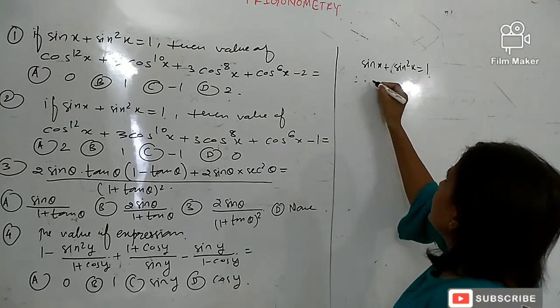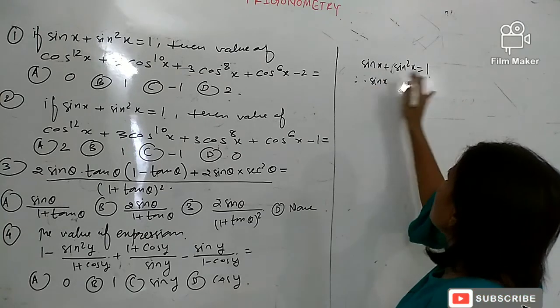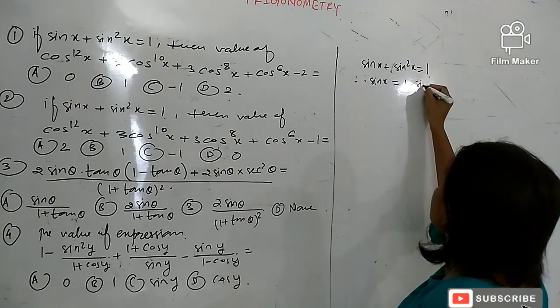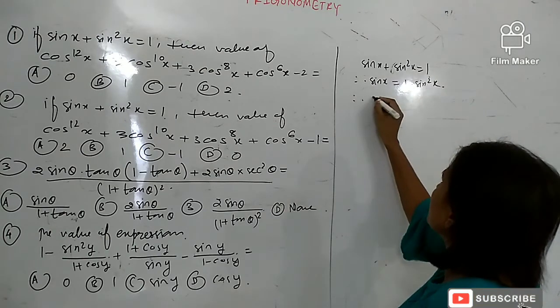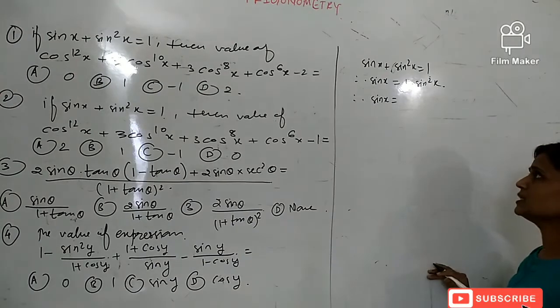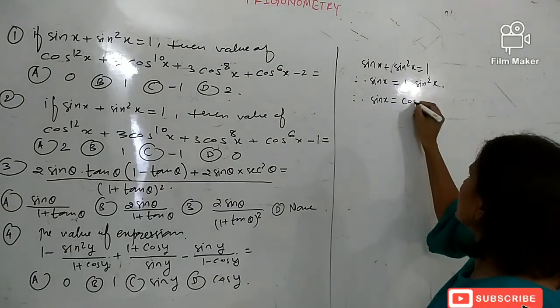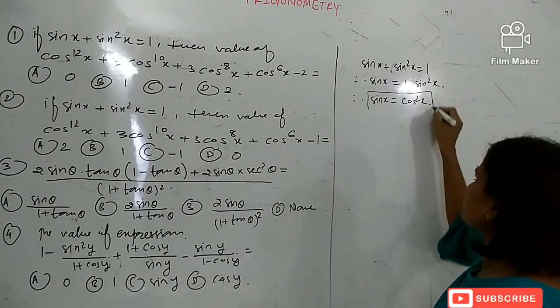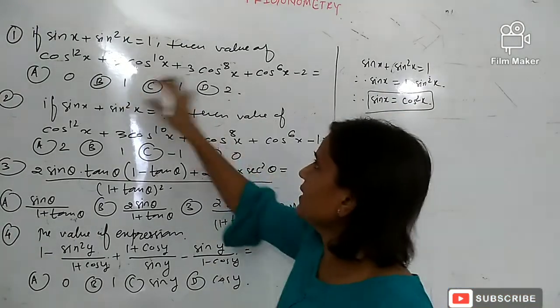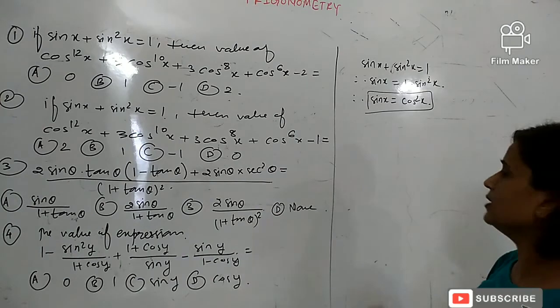Okay, so I can find the value of sin x. What is the value of sin x? Sin x will be 1 minus sin square x. So sin x is equal to 1 minus sin square x, which means it is cos square x. So I got the cos square x value in terms of sine. And then just write the value which you have to find.